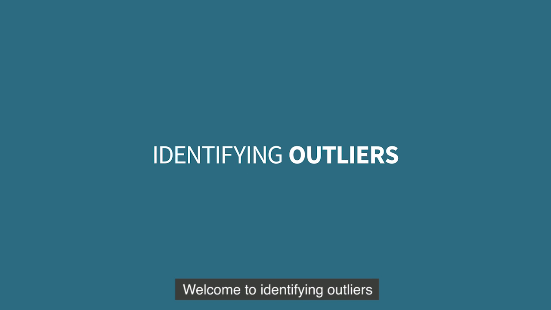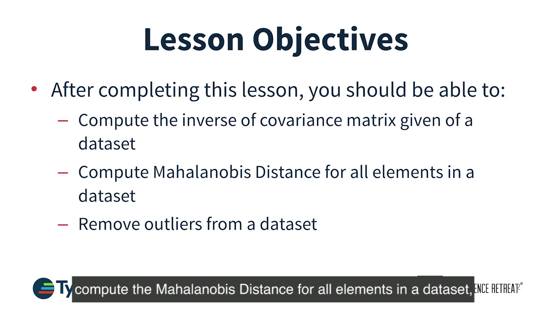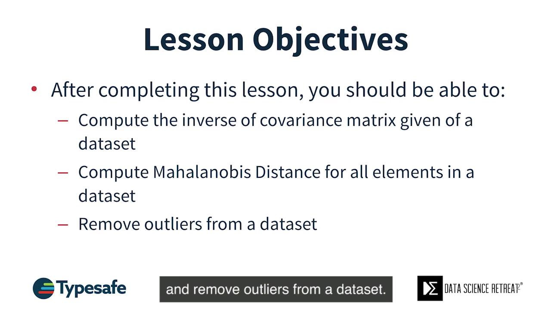Welcome to Identifying Outliers. After completing this lesson, we should be able to compute the inverse of the covariance matrix given a dataset, compute the Mahalanobis distance for all elements in a dataset, and remove outliers from a dataset.